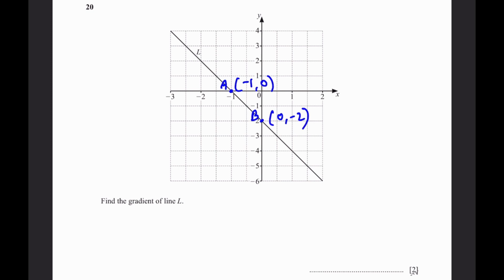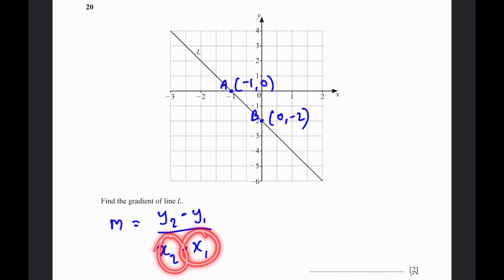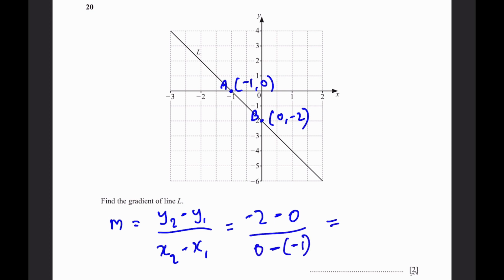The gradient can be represented with the letter M. Gradient, or M, is equal to y2 minus y1 by x2 minus x1. This means the y of the second point minus y of the first point by x of second point minus x of first point. So second point is B and first point is A. Let's take that. It's equal to -2 minus 0 by 0 minus (-1). It's equal to -2 by 1, which is equal to -2. That's the gradient. That's the answer.